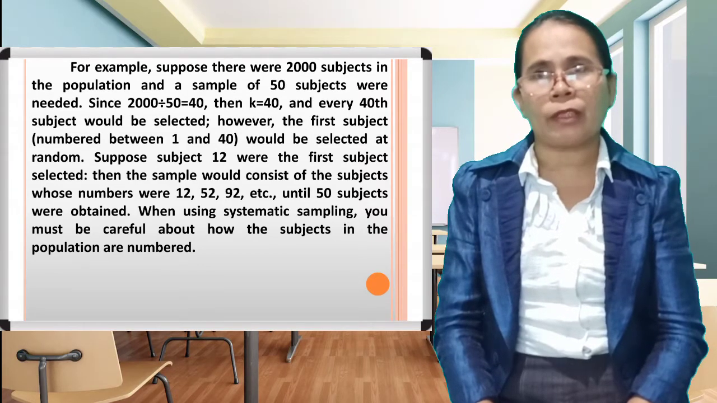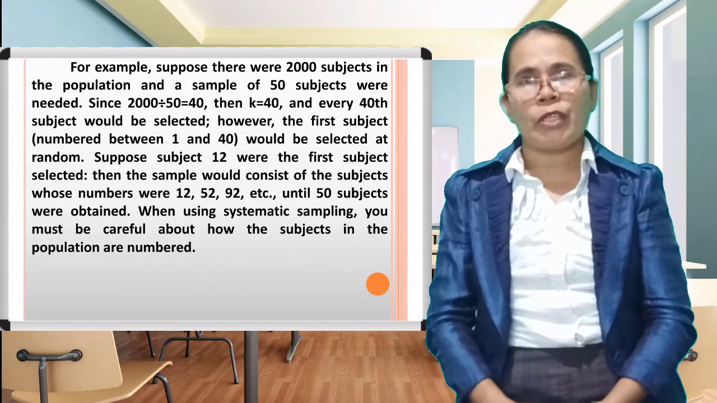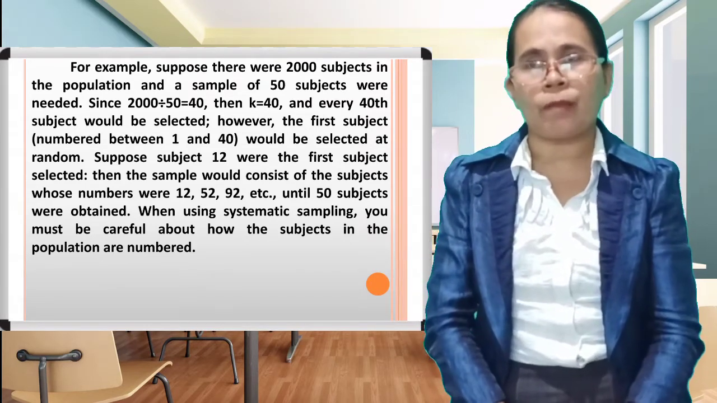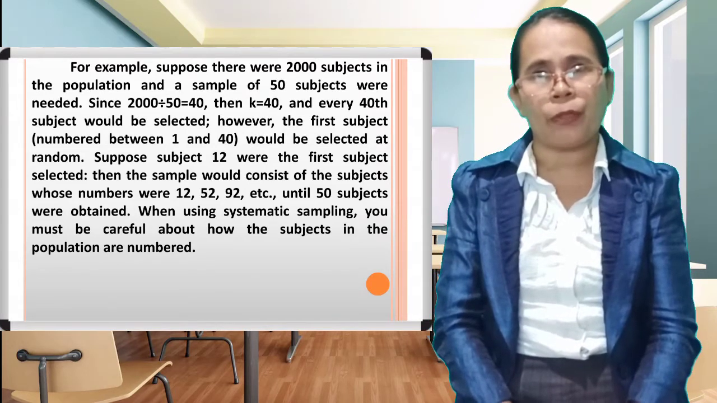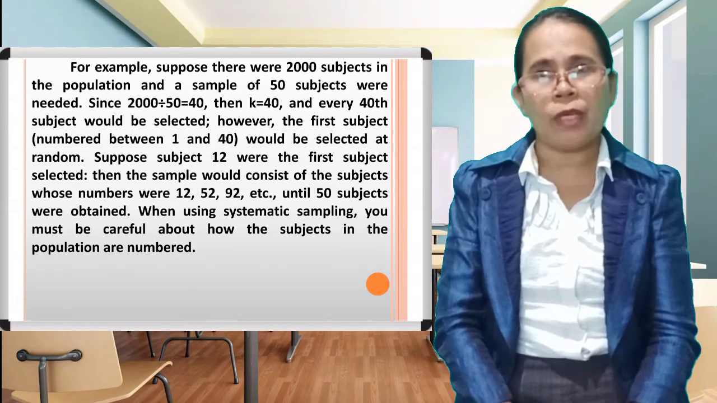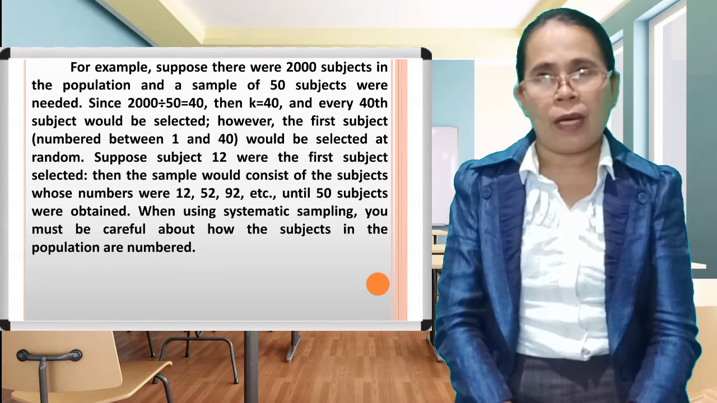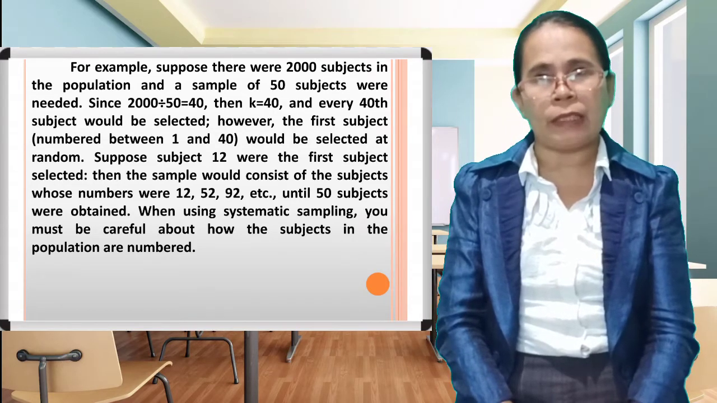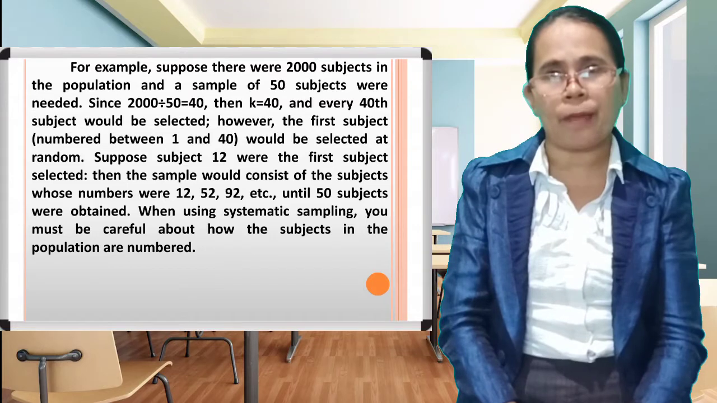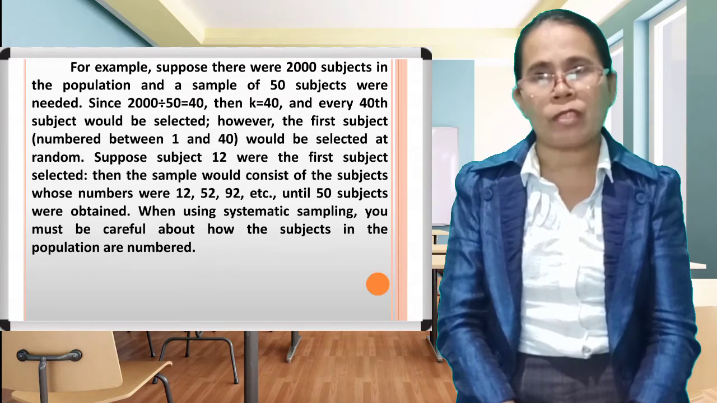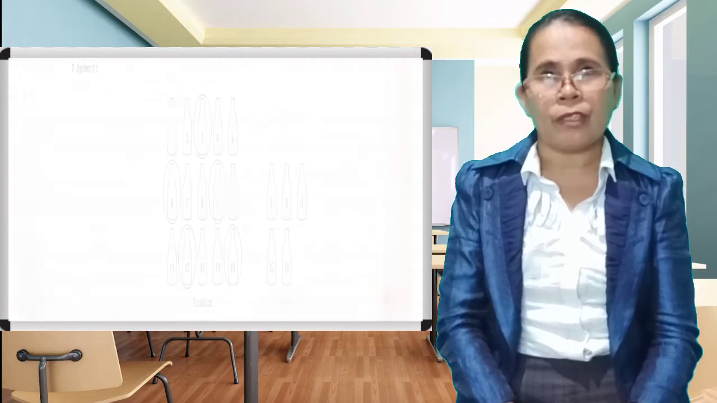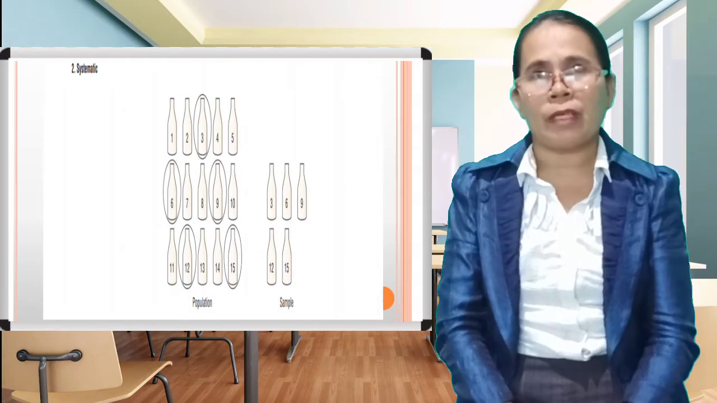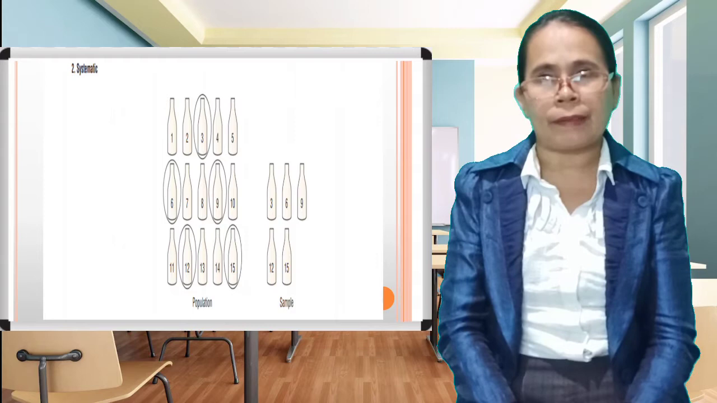However, the first subject numbered between 1 and 40 will be selected at random. Suppose subject 12 were the first subject selected, then the sample would consist of the subjects whose numbers were 12, 52, 92, and etc. until 50 subjects were obtained. When using systematic sampling, you must be careful about how the subjects in the population are numbered. This is an example of a systematic sampling.